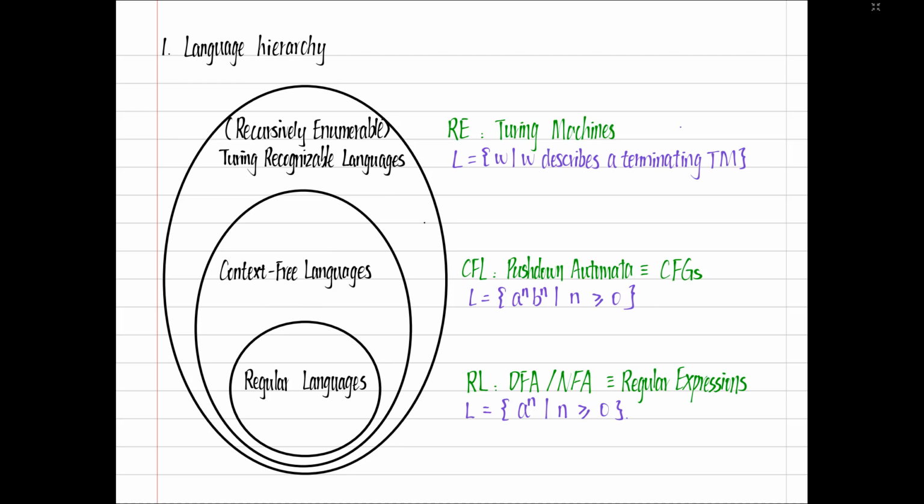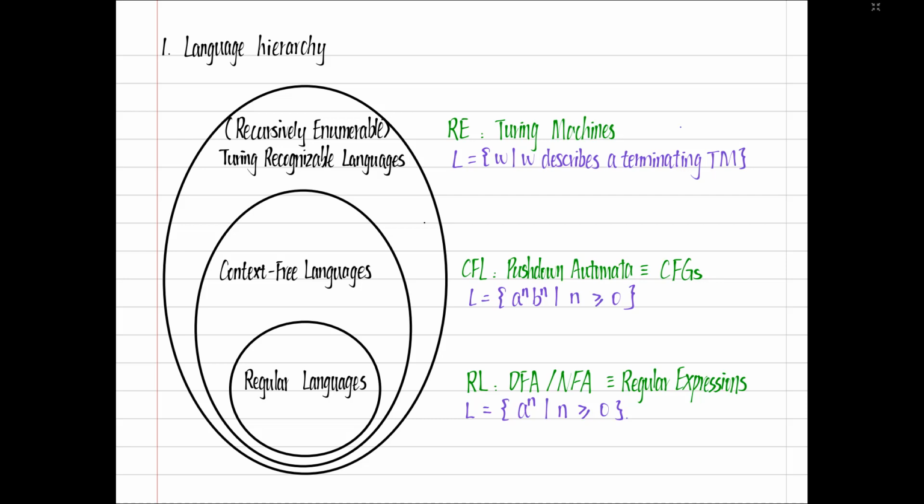Up to now, we have covered regular languages defined by DFAs or NFAs or regular expressions. The limit of DFAs is that they have limited memory. They can only use a finite number of states to store information. A sample regular language is the set of strings a to the n, where n is a natural number.